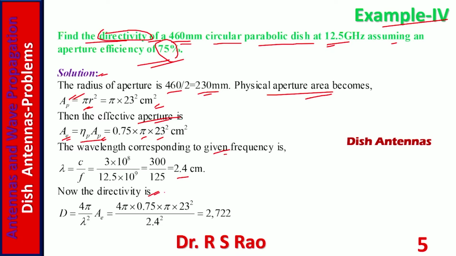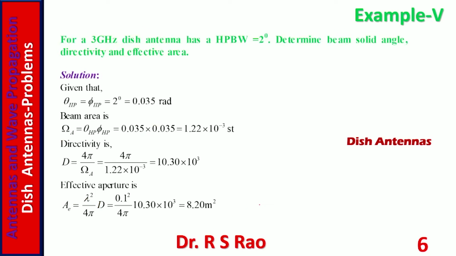Now directivity. Directivity is equal to 4 pi over lambda square into AE. This is a standard formula. To find directivity from this formula, effective aperture is required, and wavelength lambda is required. We have already calculated both these quantities. Substituting the values in the expression, we get directivity as 2722.